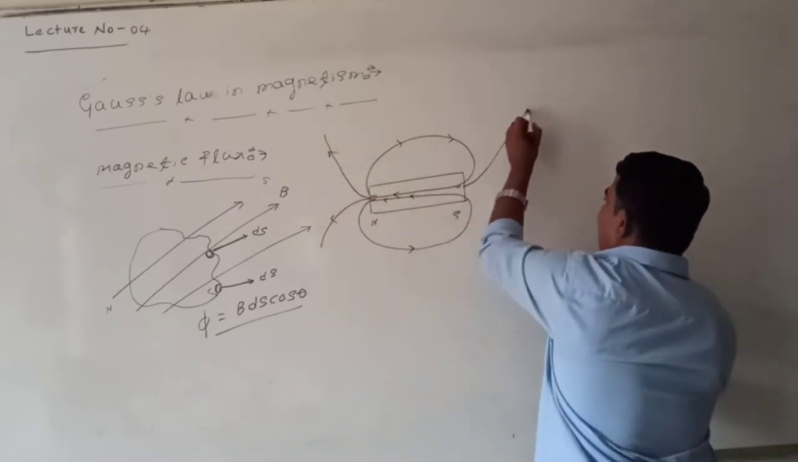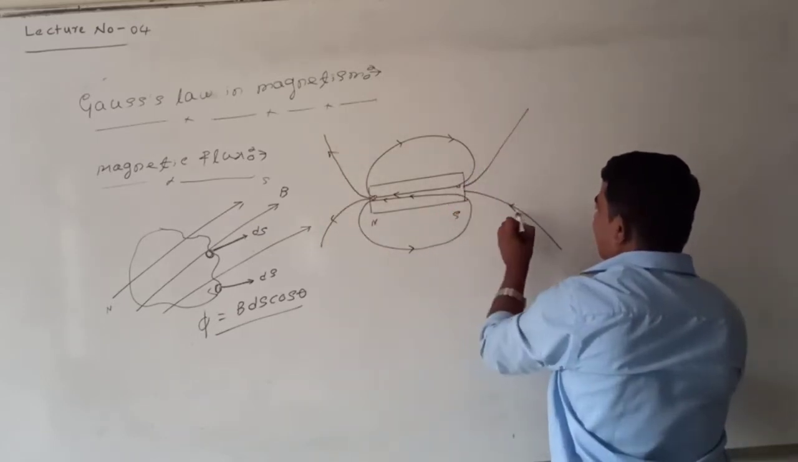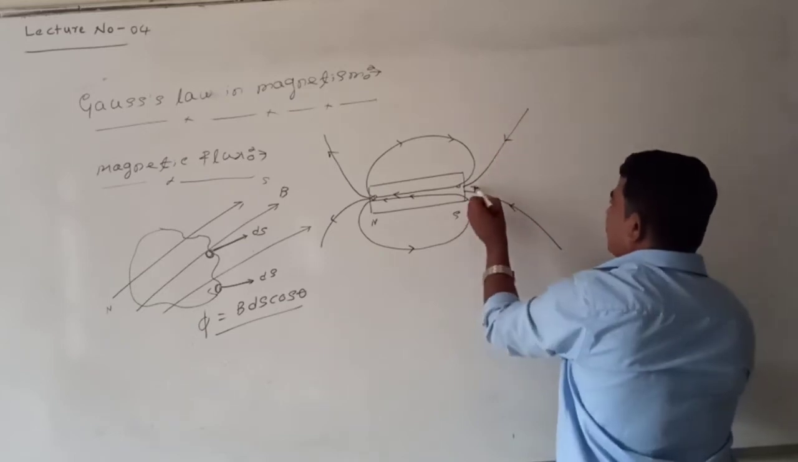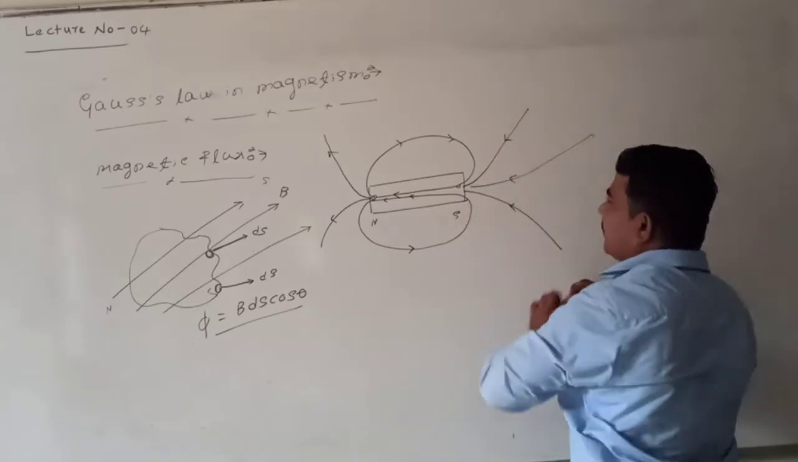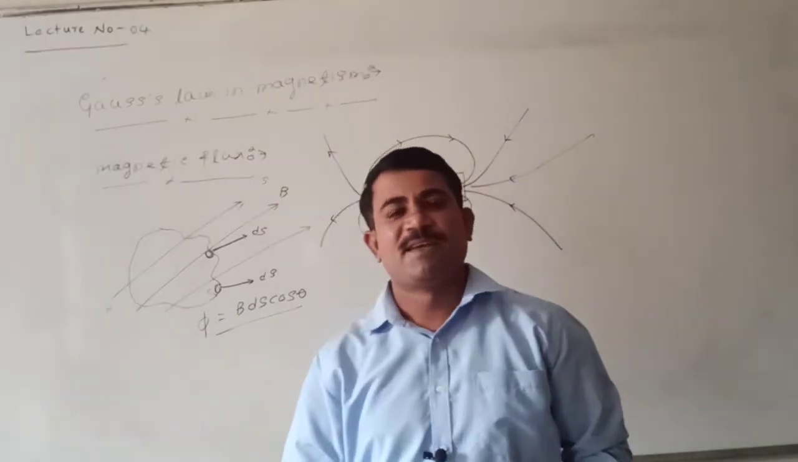Like this they will travel. Right or wrong? Like this I will travel. Like this they will travel. Are you following this? Right?